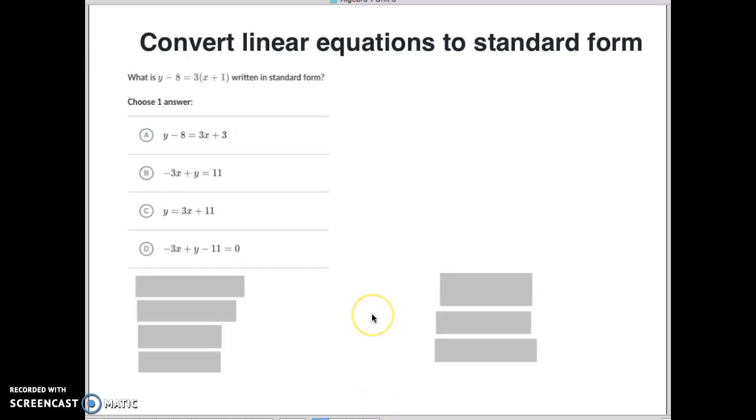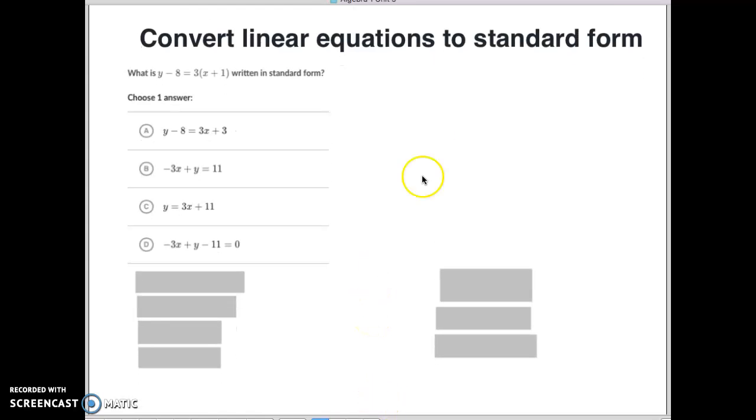So on this one, convert linear equations to standard form. So you need to take this point slope form here and get that into standard form. Remember, standard form is where all the x and y's are on the left side and the numbers on the right side. So here's how you do this. Here's the original equation right there.